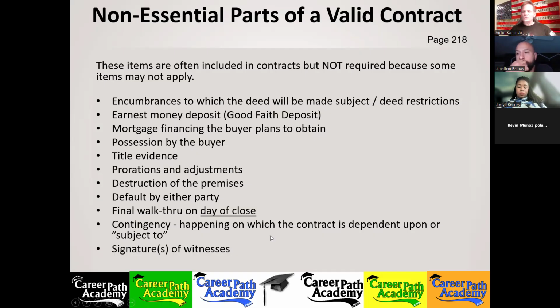Subject to third-party lender approval if it's a short sale, things of that nature. And signatures of witnesses are not essential elements. We're usually the witness as the agent, but if you don't sign the contract, it's still valid as long as the seller and the buyer signed it, right?